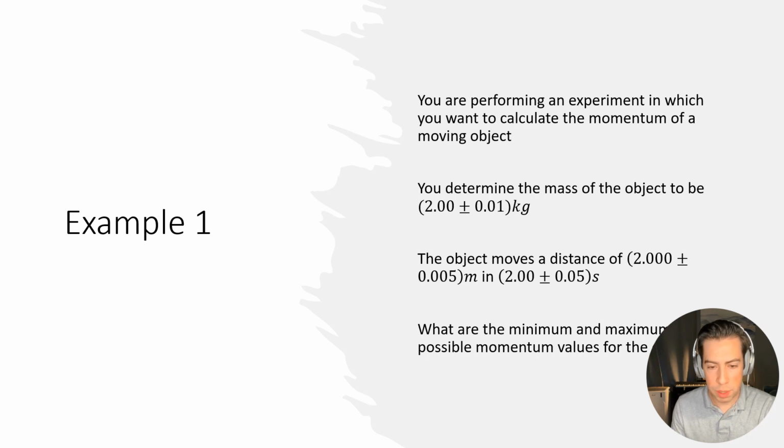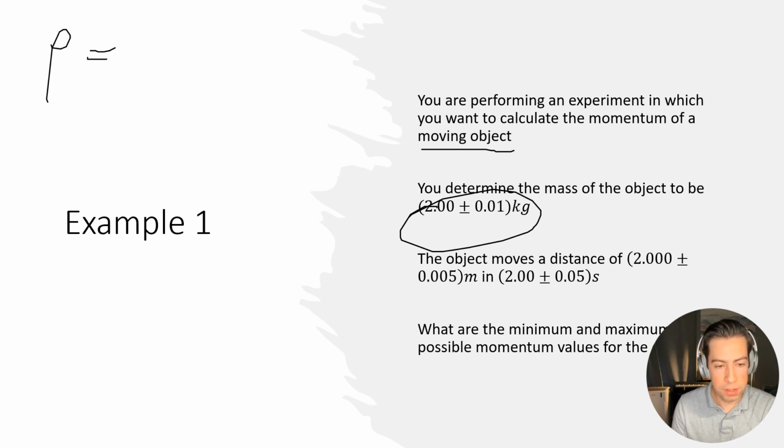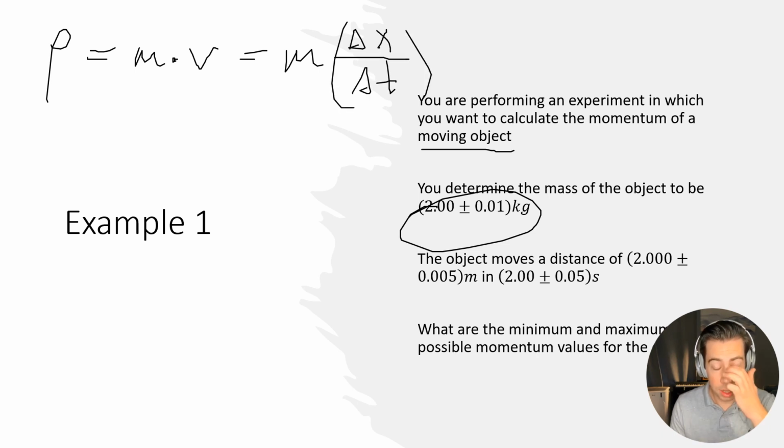Let's say you're performing an experiment in which you want to calculate the momentum of a moving object, okay? So again, we need to know the mass because the formula is going to be momentum equals mass times velocity. And again, guys, velocity is just going to be that change in our position over the change in time, right? Well, on average. We'll assume that this is just kind of like an average velocity. Okay, so the object moves a distance of 2 meters in 2 seconds. What are the minimum and maximum possible momentum values?